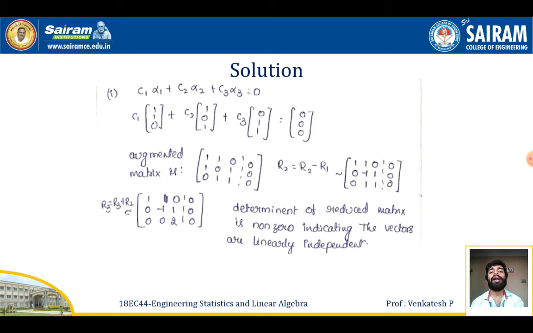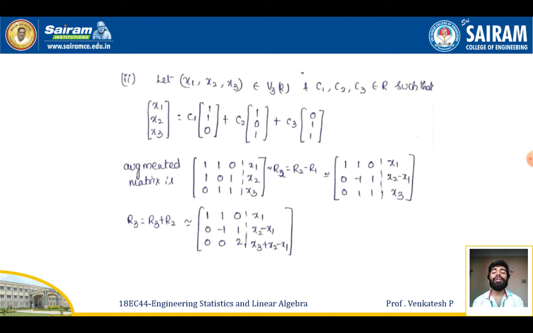Now I'm going to check the span of the vectors. Further, choose a vector (x1, x2, x3) which belongs to the vector space R^3, and scalars C1, C2, C3 which belong to the field R, such that I make the combination (x1, x2, x3) equal to C1 (1, 1, 0) plus C2 (1, 0, 1) plus C3 (0, 1, 1). Now I want to represent C1, C2, C3 in terms of x1, x2, x3 to show spanning of the vectors. For this I make the augmented matrix again.